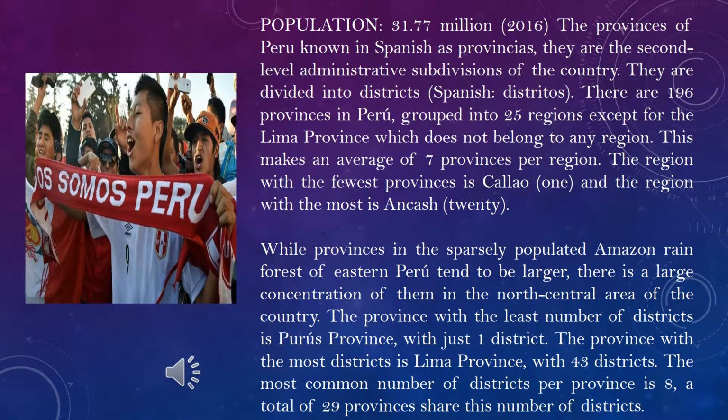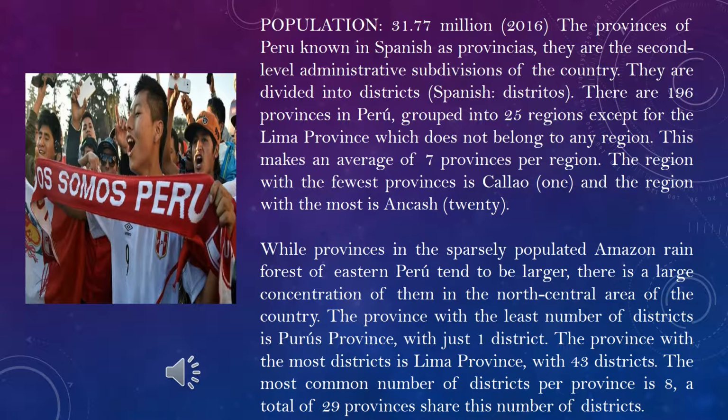Now we're going to talk about population and political organization or division in our country. So population, we have 31.77 million people. The provinces of Peru, known in Spanish as provincias, are the second level administrative subdivision of this country. They are divided into districts or distritos. There are 196 provinces in Peru, grouped into 25 regions, except for the Lima province, which doesn't belong to any region. This makes an average of 7 provinces per region.